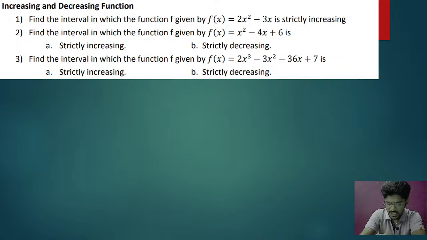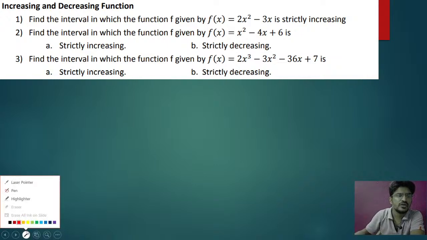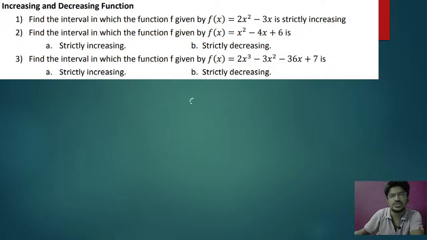So now you just see we are going for our increasing and decreasing functions. For that you must know the wavy curve method. So what is the wavy curve method? First you have to solve the algebraic equation, for example, ax square plus bx plus c equal to 0. Taking this algebraic equation you have to find the values of x by solving it.